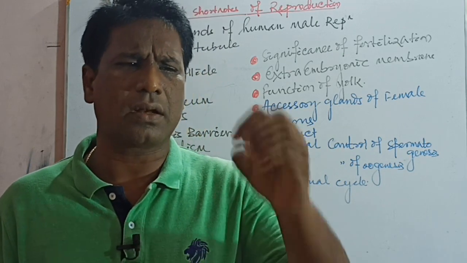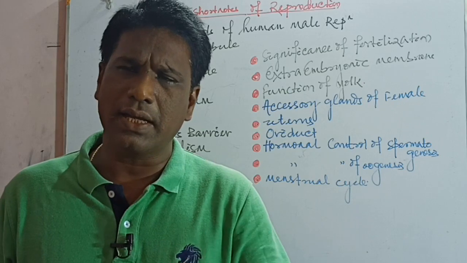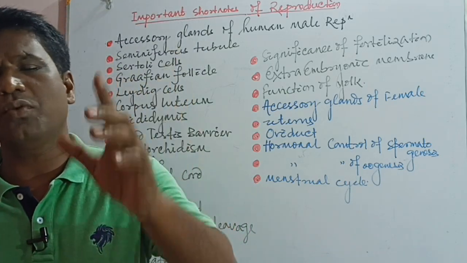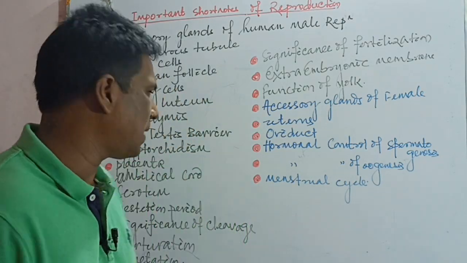It supplies oxygen, water, and nutrients from the mother to that of the fetus. It exchanges waste materials from fetal blood into maternal blood. So these are the important functions of that placenta.